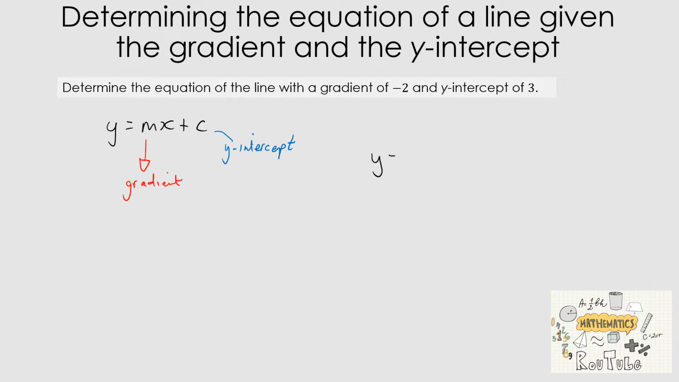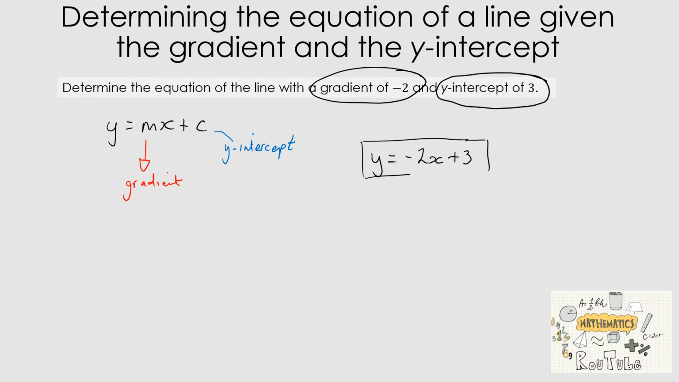So we've now got y equals, now instead of m, we're going to go to the question and see what they told us the gradient was. Well, the gradient was -2, so therefore it's going to be -2x. And then the y-intercept is going to be +3, so therefore we have our c value as +3. So there's our equation when we are given the gradient and the y-intercept. Y equals -2x plus 3.